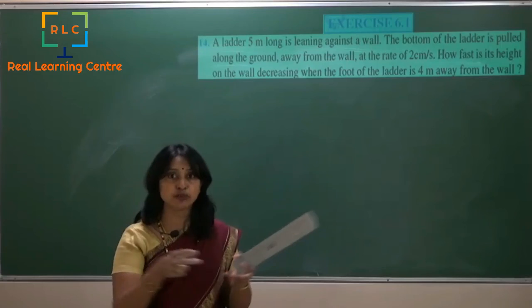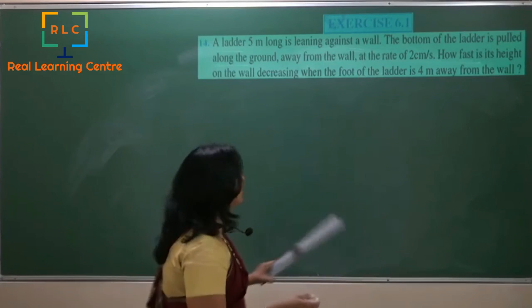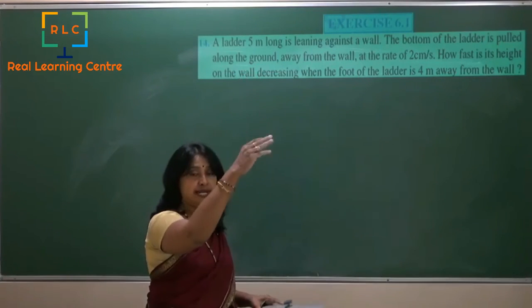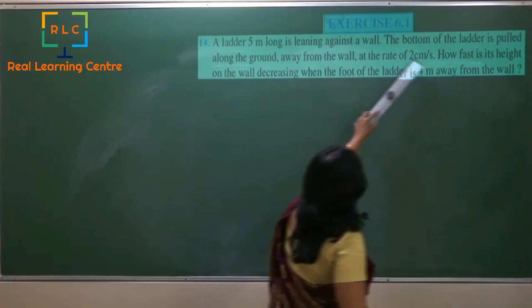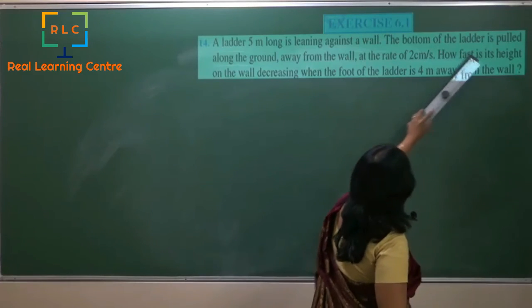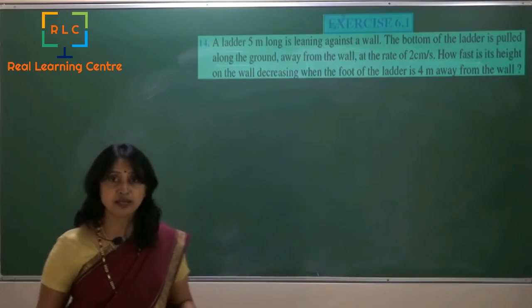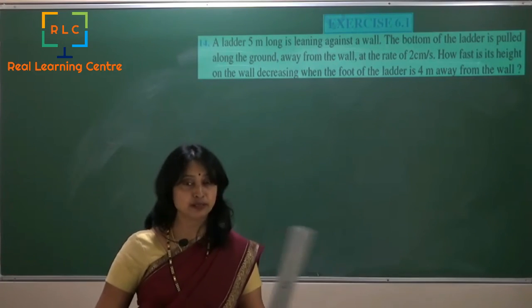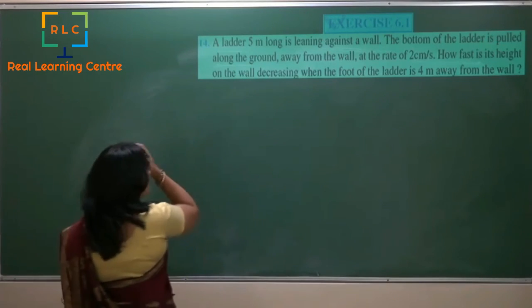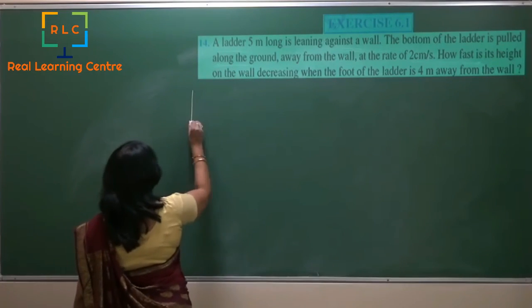I'll call that bottom length as x. And then what happens? The bottom is pulled at the rate of 2 centimeters per second, how fast is the height on the wall decreasing? Once they are telling decreasing, you are supposed to get a negative value. So let us see. A ladder 5 meter long. I am taking a ladder.